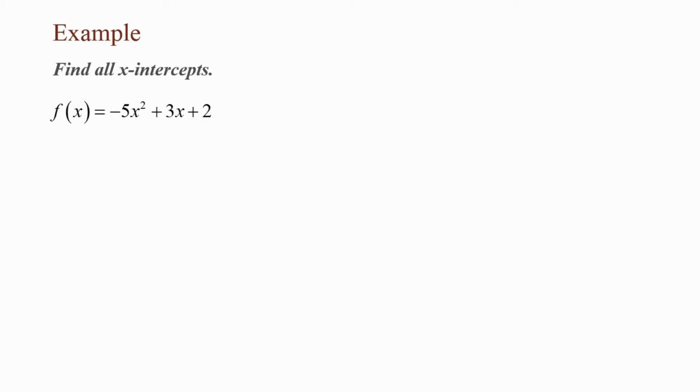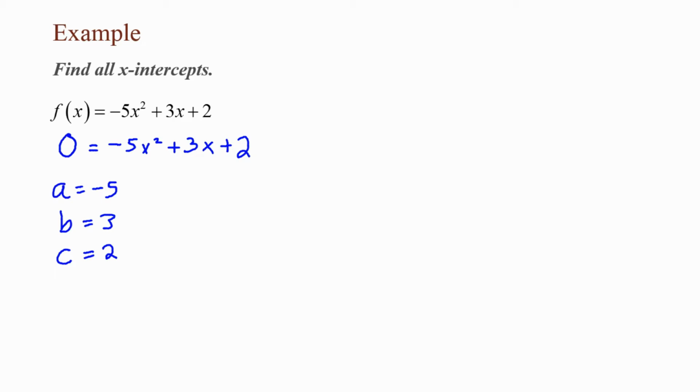In this example, find all x-intercepts. F of x equals negative 5x squared plus 3x plus 2. Because we're looking for the x-intercept, that means f of x is 0. So 0 equals negative 5x squared plus 3x plus 2. And our quadratic equation is in the format for us to find a, b, and c, and then use our quadratic formula. So a is negative 5, b is 3, and c is 2.